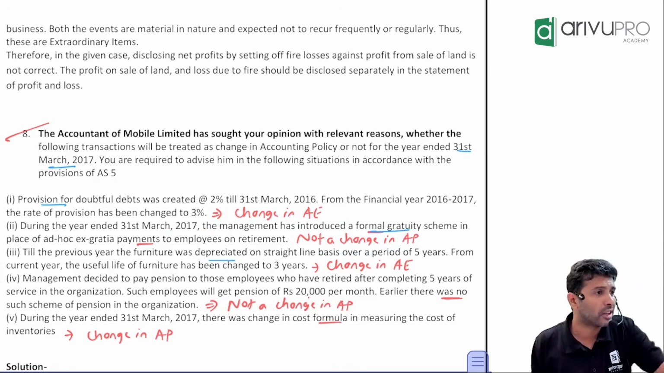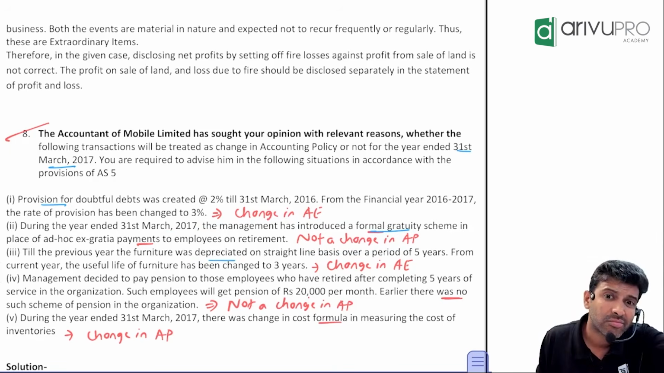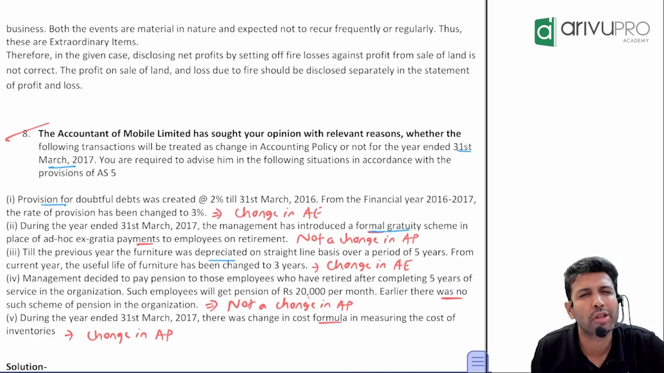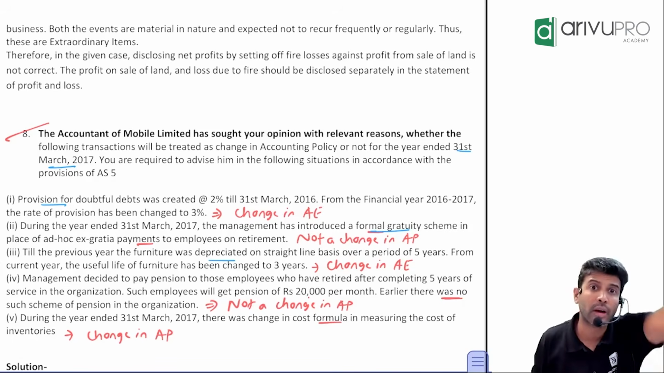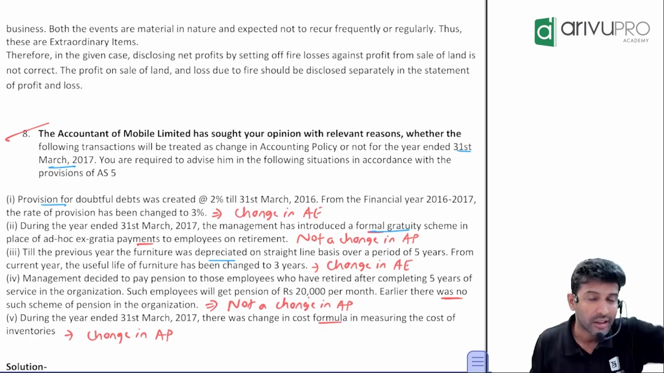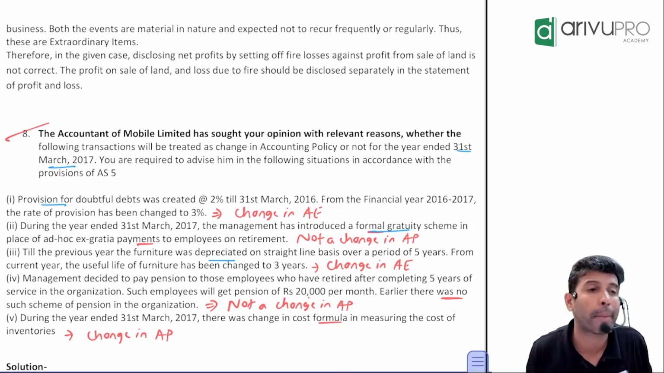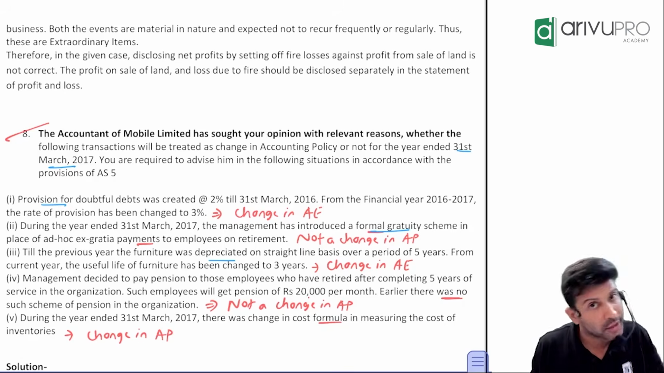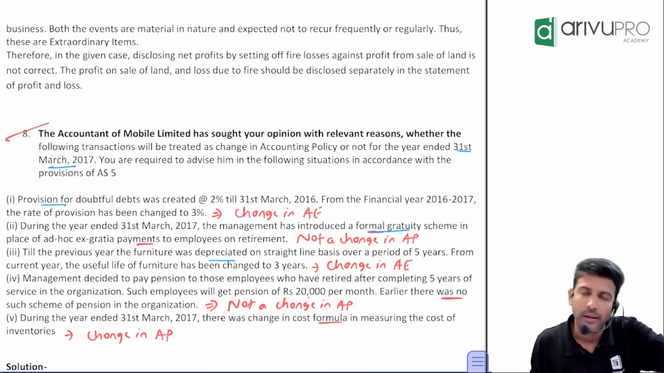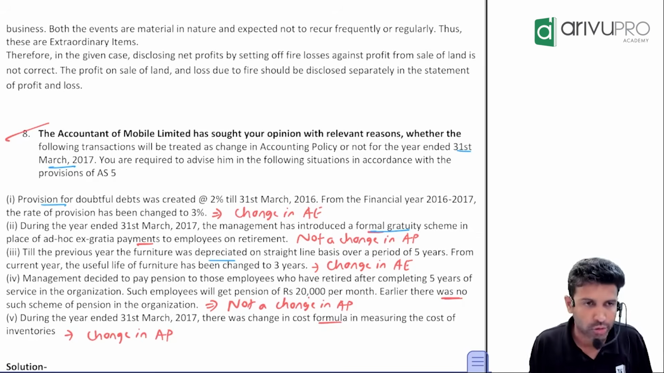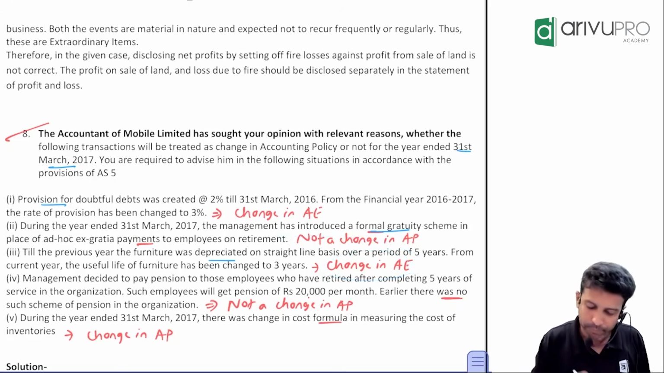Depreciation. I don't have to read anything further. Depreciation is always based on useful life and residual life. And both are what? Estimate. So depreciation is also an accounting estimate. And moreover, Accounting Standard 10 said the depreciation method should be based on the pattern of economic benefit. If the benefit changes, you can change your method of depreciation also. So depreciation is always a change in accounting estimate.